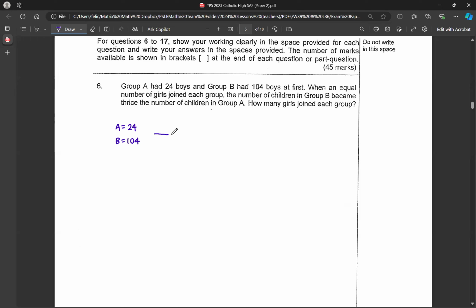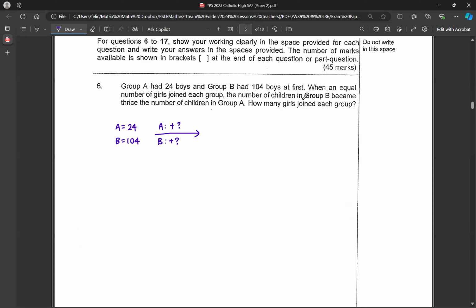Alright, so we're going to go on to show the change. Now the change is that equal number of girls join the group. Okay, so equal number of girls join each group means for group A, I plus a certain number of people, but I don't know how many girls came in, so I put a question mark. Same for group B. For group B also, I add in a certain number of people. I don't know how many. But I know that these two question marks are the same number. Okay, as stated by the question.